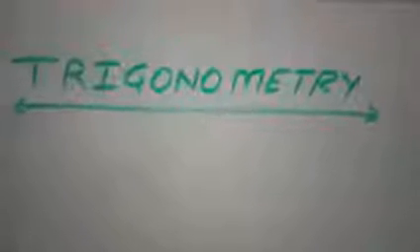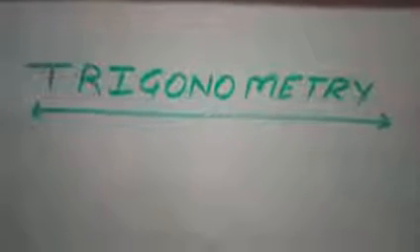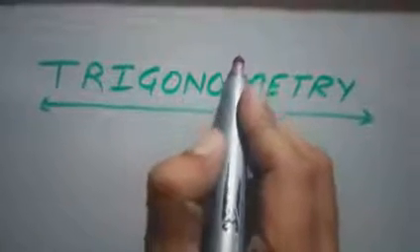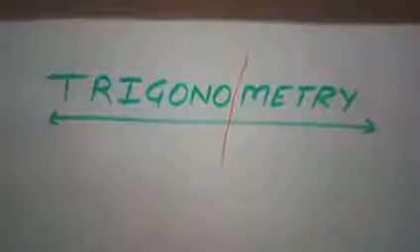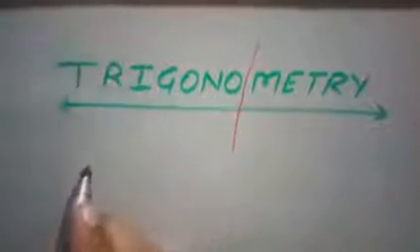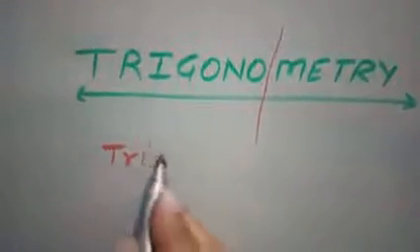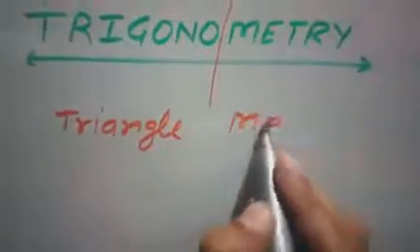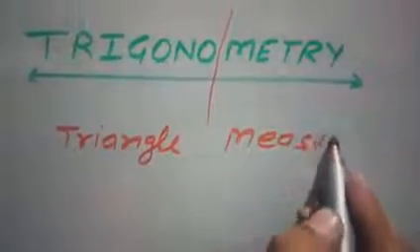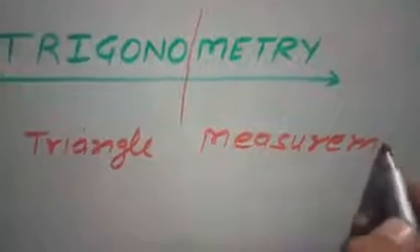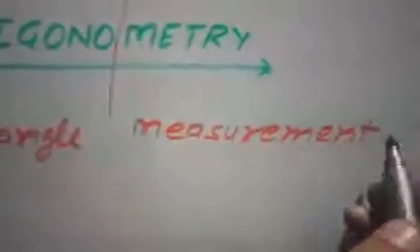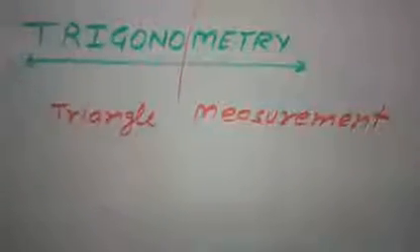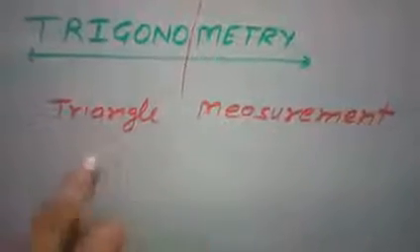Hello class 10, today I am going to start trigonometry. Here you can see this word trigonometry. If we separate this word, here is trigono and metry. Trigono stands for triangle and metry means measurement. So we can say trigonometry is the branch of mathematics in which we measure triangles.